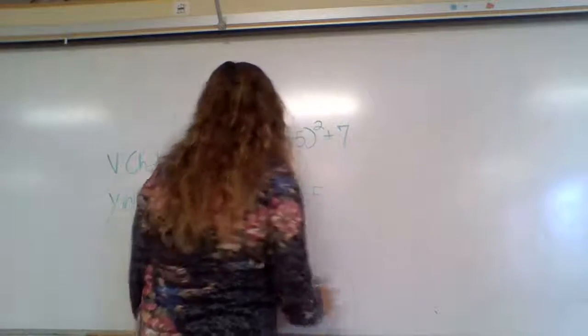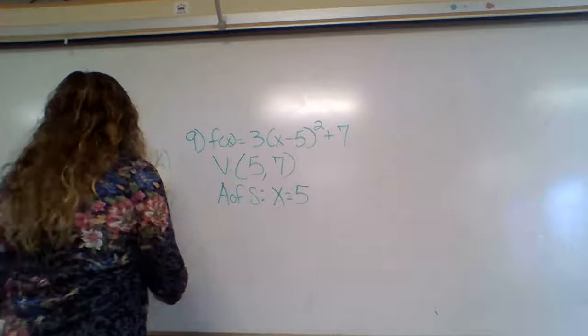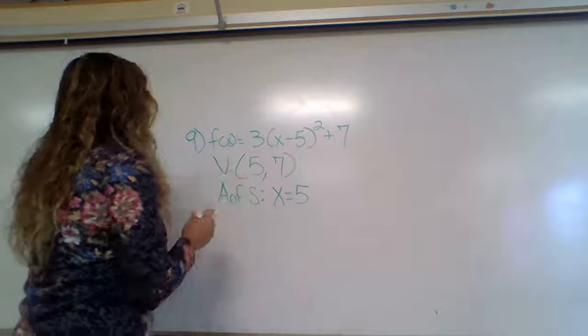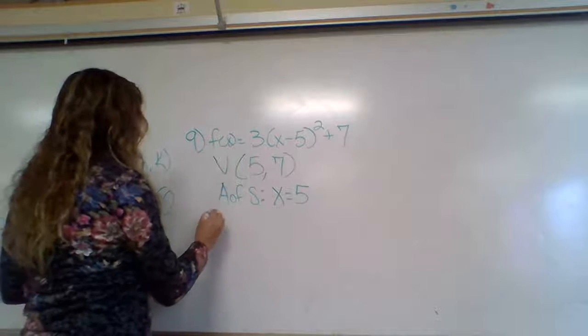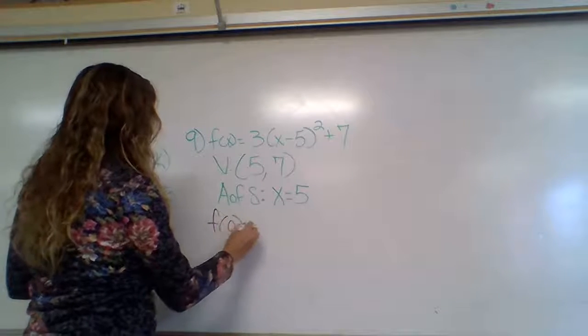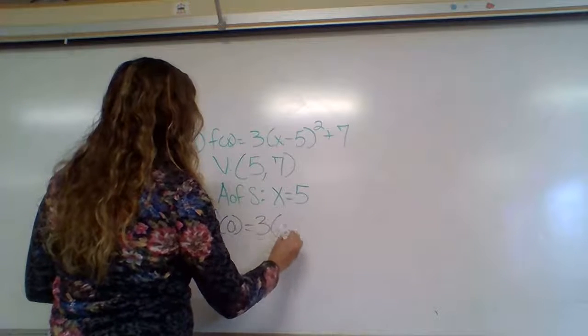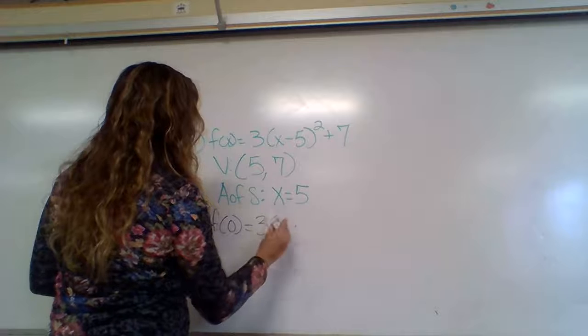So let's do that. I'm tired of green. Let's see if purple shows up. So I'm going to substitute 0 in for x. So f of 0, yeah, that's fine. Oh, I already forgot what I was doing.